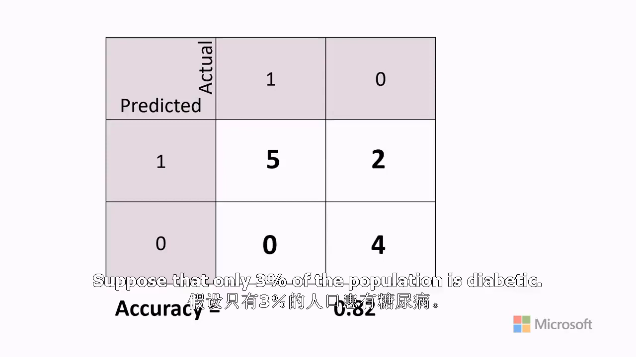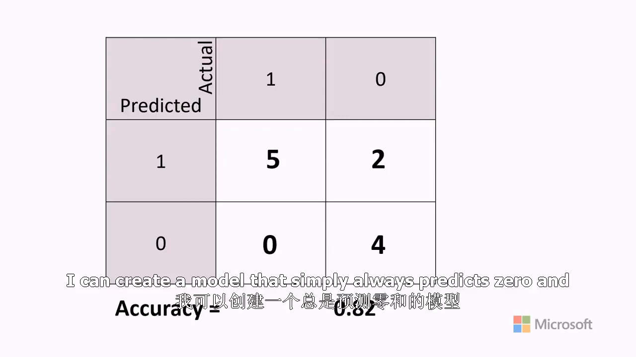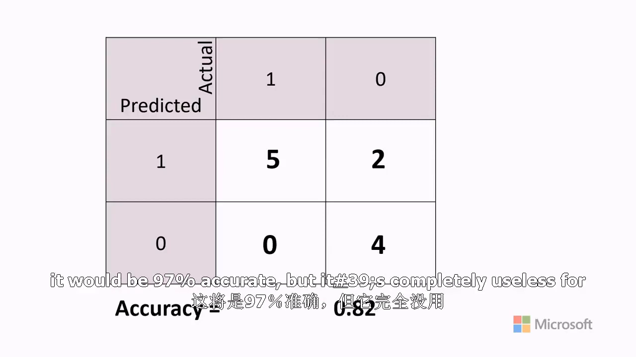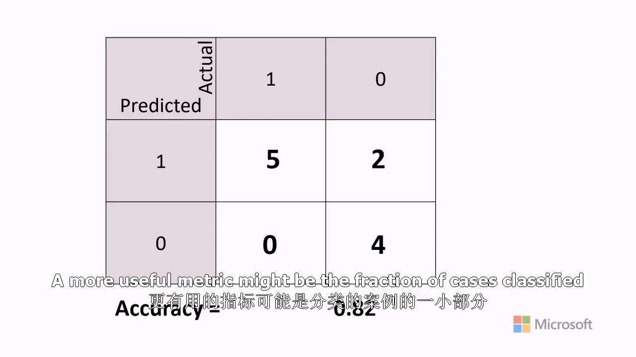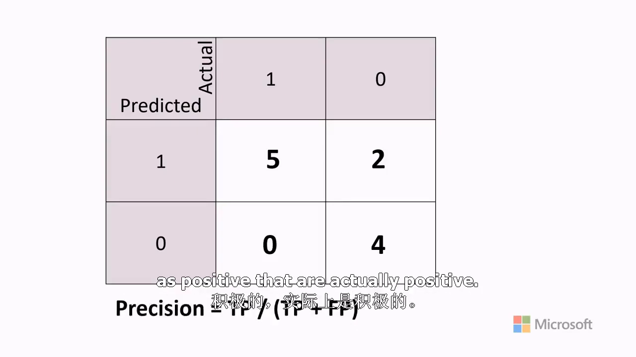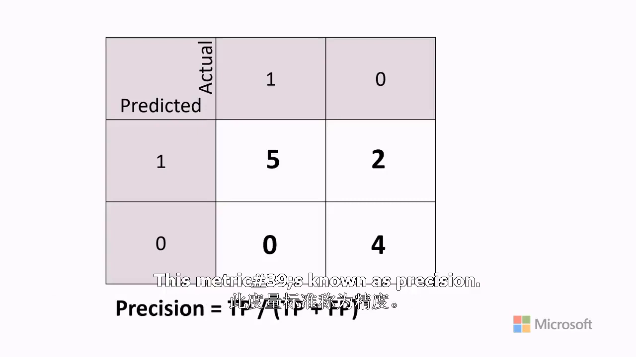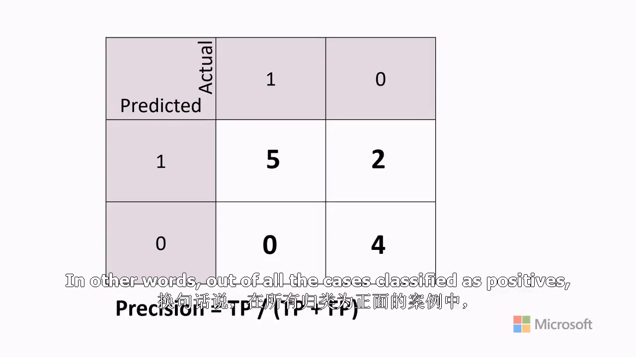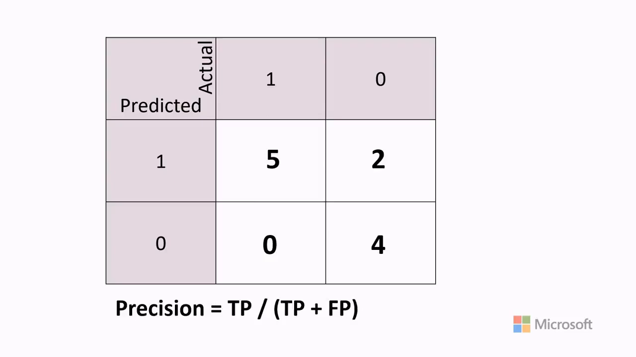Suppose only 3% of the population is diabetic. I could create a model that simply always predicts 0 and it would be 97% accurate. But it's completely useless for identifying potential diabetics. A more useful metric might be the fraction of cases classified as positive that are actually positive. This metric is known as precision. In other words, out of all the cases classified as positives, which ones are true and not false alarms?